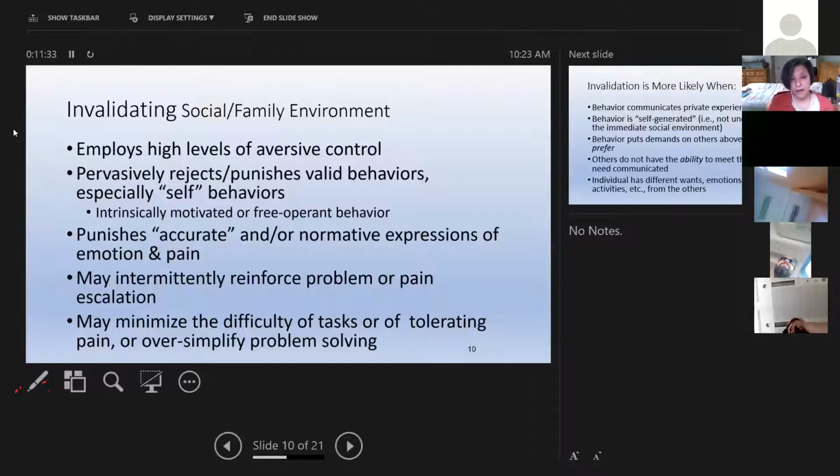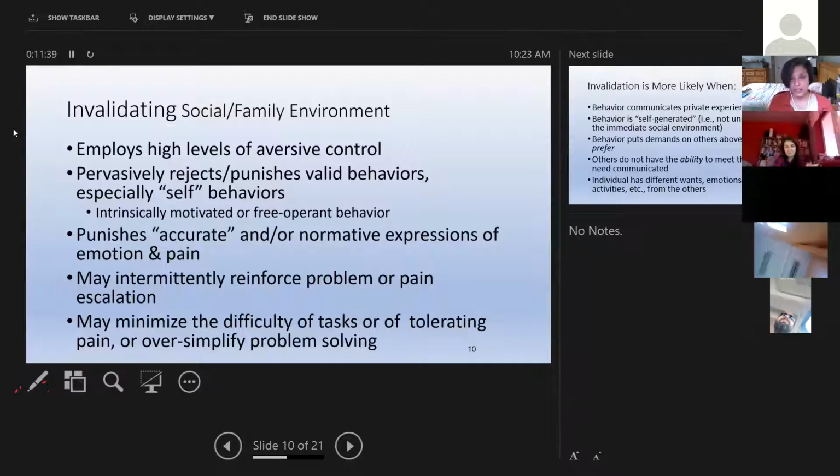We focus on how an invalidating or a social environment might actually punish a child when they are being accurate. So for example, sometimes this happens in school, where a child who's very, very sensitive may have difficulty with the way their lunchtime had gone with their peers. And they are feeling very sad about it. And a teacher says, you know, oh, come on, they didn't mean much by it. Just get back to class and don't think about it anymore, right?